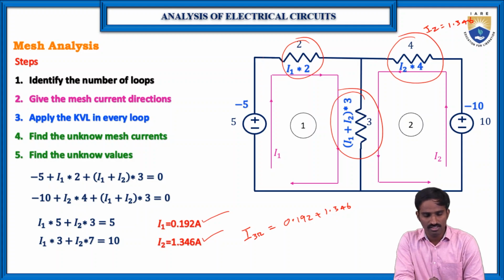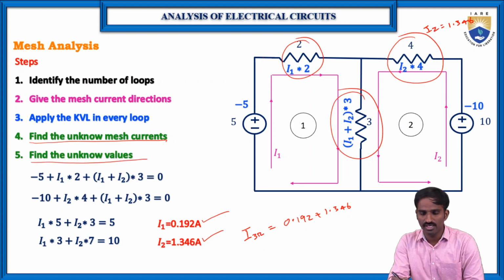By using these mesh currents, we can find the unknown values, because before we didn't know the current flowing through the 2 ohms resistor, the 4 ohms resistor, as well as the 3 ohms resistor. So by using these mesh currents, we are able to find the current flowing through each element.